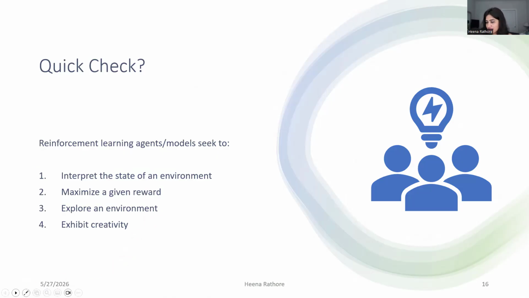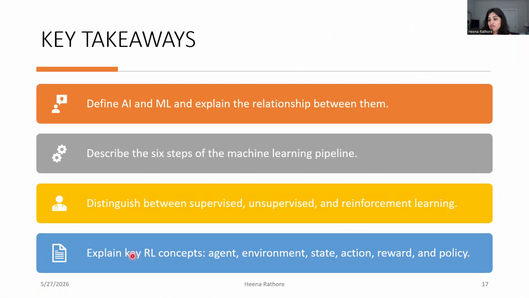Finally, I would end this particular lecture by saying that we understood the key concepts of AI and ML. We also understood the 6 steps of machine learning. We distinguished between the different kinds of machine learning algorithms, and we also learned about reinforcement learning.